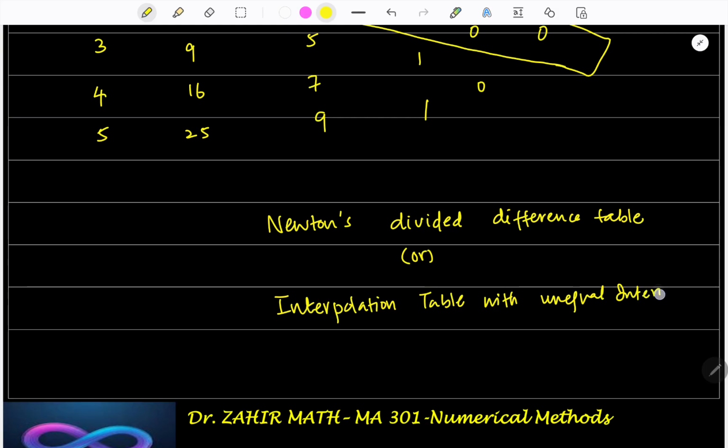Newton divided difference table, or you can say that it is the interpolation table for unequal intervals. Still, I did not do any problem. I am just going to create the table only. And in the next video, I'm going to do the problem. So if you want to see that problem, first watch this video and come back, right?